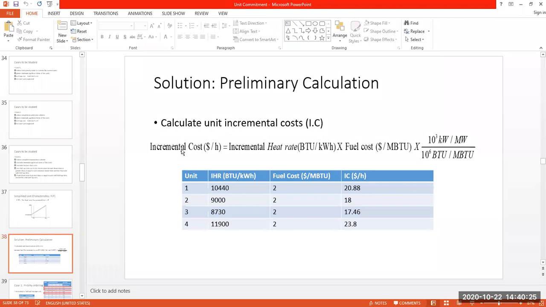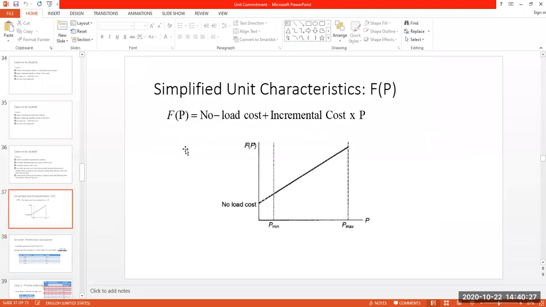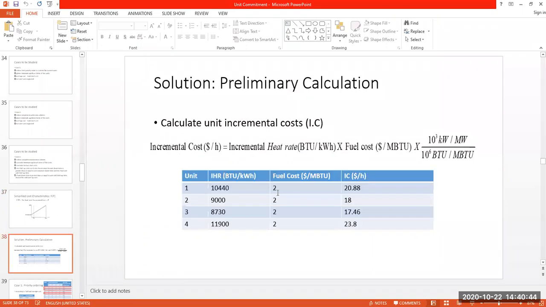Because we will need this information in calculating the cost here. So you can see here that we need the information of incremental cost to find out the final cost of the unit, okay, or the production cost of the unit. So that's why we need to calculate the incremental cost. So this is done in this slide. So the incremental cost is calculated given the fuel cost and given the incremental heat rate. The formula is provided here.